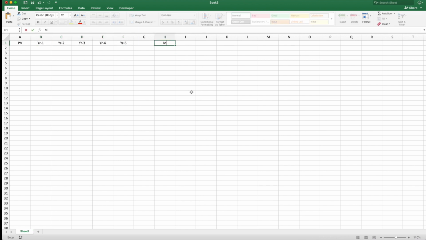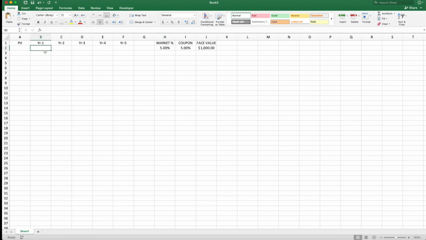So first we need a discount factor. We'll set that equal to 5%. We need a coupon rate. We'll set that equal to 5% as well. And then the face value of the bond, which is typically 1,000, so we'll do 1,000 for this example.